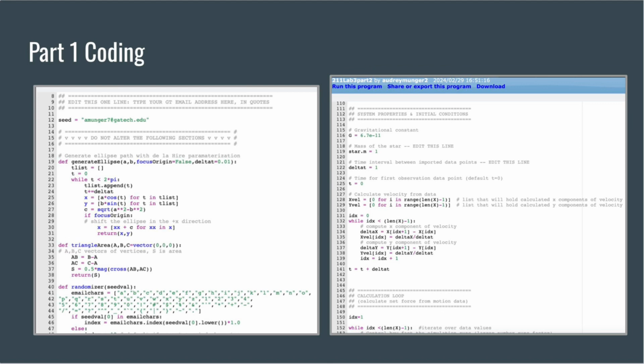Looking at my Part 1 code on the left, you can see I entered in my Georgia Tech email address for randomization, and the code on the right shows more physics constants needed for the calculations.